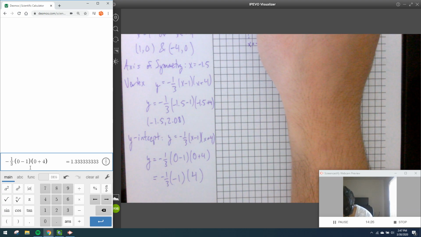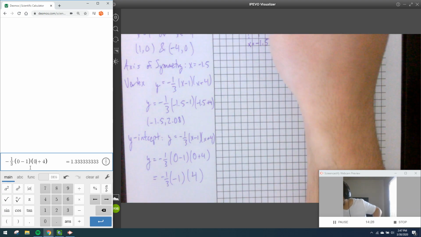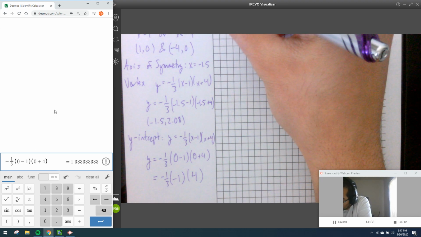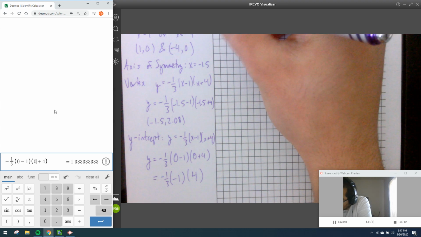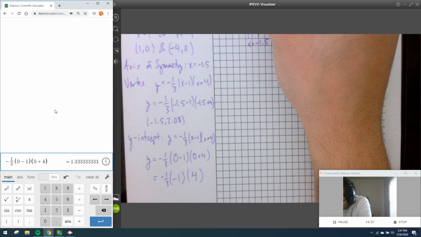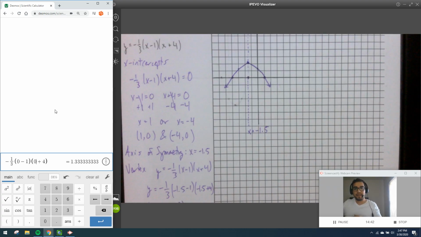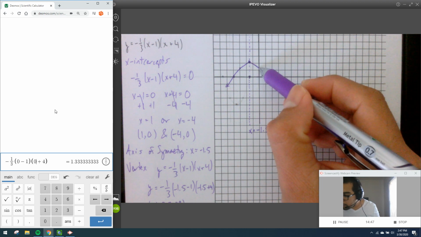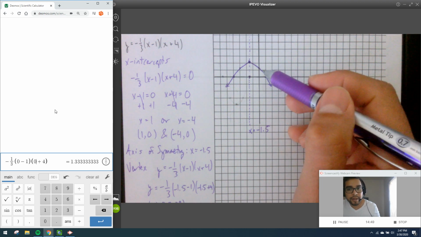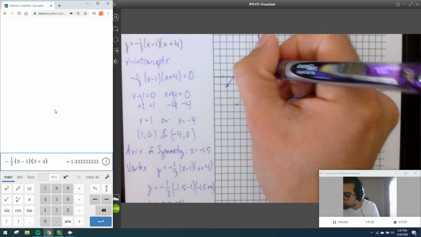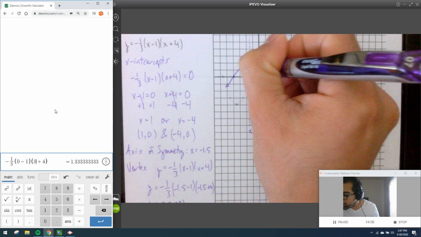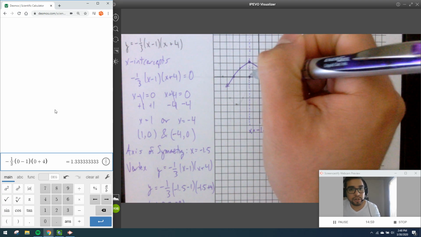Okay, and since these are symmetrical, I'm going to go ahead and put these together. Oh, I didn't show you guys what I did. Okay. 1 1/3 is right there, 1.333, right? And since they are symmetrical, I also put this point right across the same distance away from the axis of symmetry.